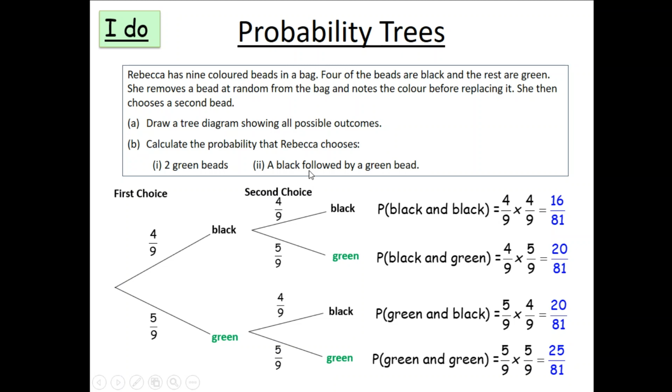The next one, a black followed by a green bead. Okay, so now we go black and then green. So the probability of getting a black followed by a green bead is 20 out of 81. We just look at the branches, black then green, 4 over 9 times by 5 over 9, you get 20 out of 81.